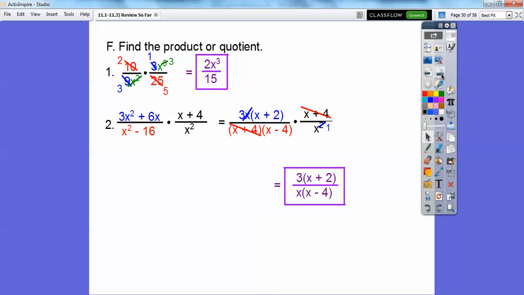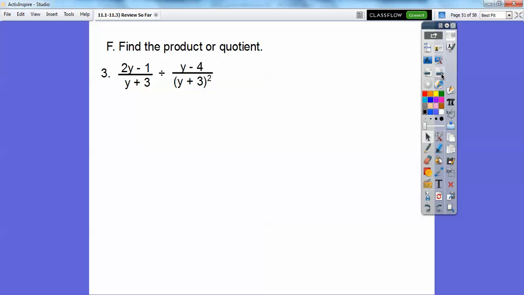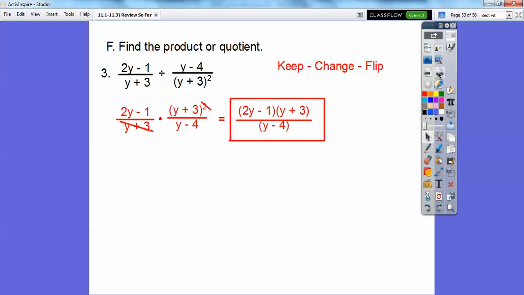Okay. All right. Let's try this one. Here's a division one. Okay. So remember, keep, change, flip. So we keep this one the same. We change this to a multiply, and we flip this guy right here, and then you can start canceling, you guys. So 1 y plus 3 will take off one of these 2, so there's 1 left. So when we cancel that, there we go. There's our answer.